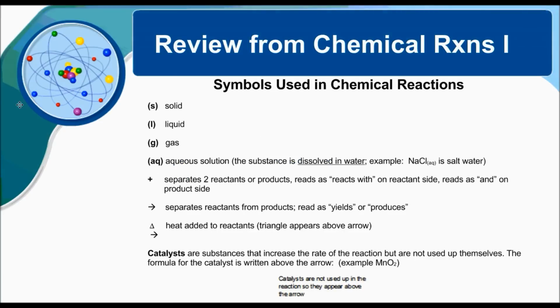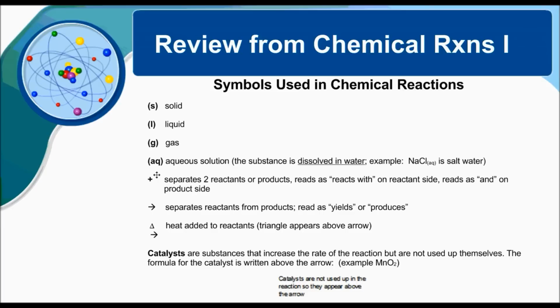Some other things we need to review are symbols used in chemical reactions. If something is a solid, you put it in parentheses and put an S. Liquid, L. Gas is G. If something's dissolved in water, it is called an aqueous solution. So you label it AQ. This is something that kids seem to forget. The substance is dissolved in water, it is a solution, and we label it aqueous, AQ.